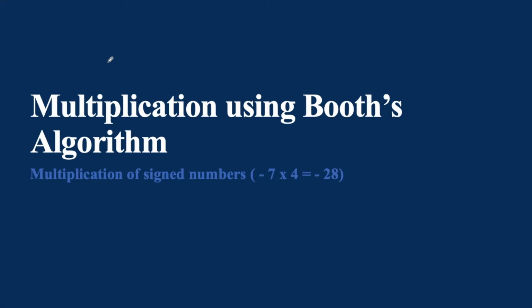In this video, we will be using Booth algorithm to multiply two different numbers where one will be signed, the other will be unsigned. So here we are going to deal with the example of multiplying minus 7 and 4, which results in minus 28. Let us do that now.